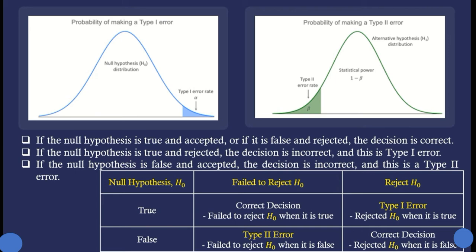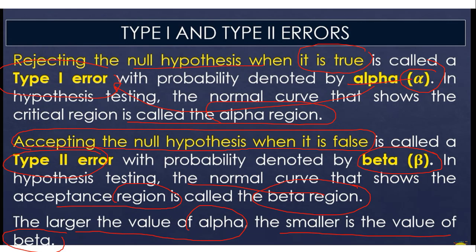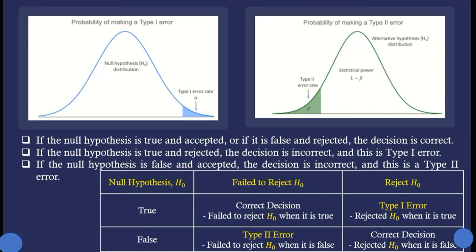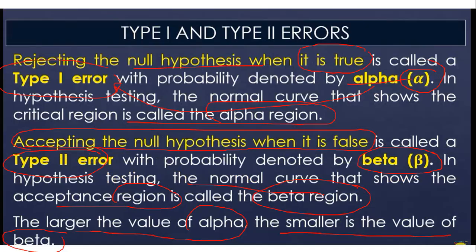So, let us repeat what we had earlier. Type 1 error is rejecting the null, and type 2 is accepting the null. Remember that we also have a correct decision, just like in number 1. This is number 1, this is type 1, type 2. The very first is a correct decision. Let us go back so we can better understand the next slide. Type 1 error: rejecting the null hypothesis when it is true. You are rejecting the truth.